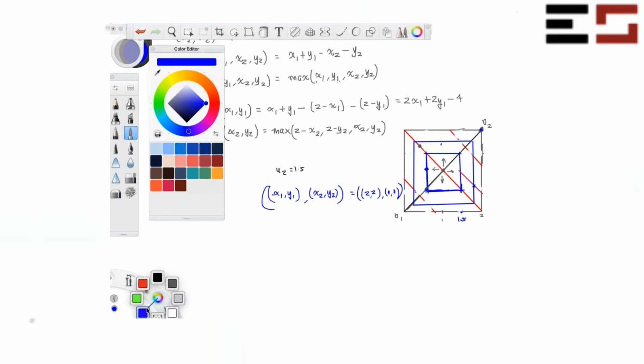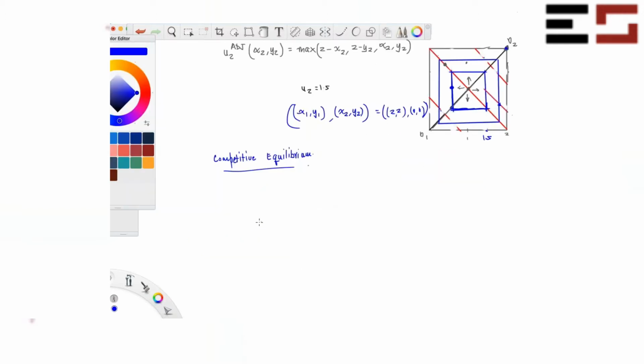So now what we can do is talk about competitive equilibrium. I'll define competitive equilibrium for a two goods, pure exchange economy environment, but you can define it in a similar way for any number of commodities and any number of consumers. Let me give you the definition first. How do you define competitive equilibrium in this particular environment?